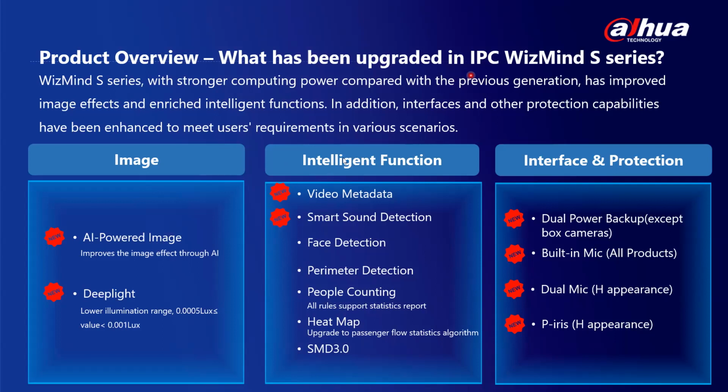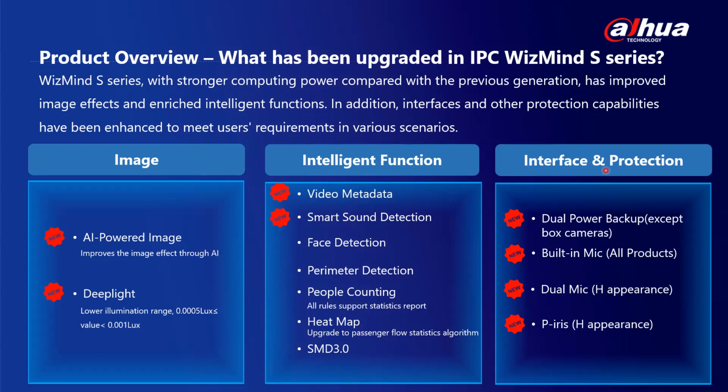We have the image, the intelligent functions of the product, and the interface and the protection ability of the product. When you go to the image, we have new features. That is the AI-powered image ability, which improves the image effect through its various artificial intelligence features that are meant to enhance the image quality.